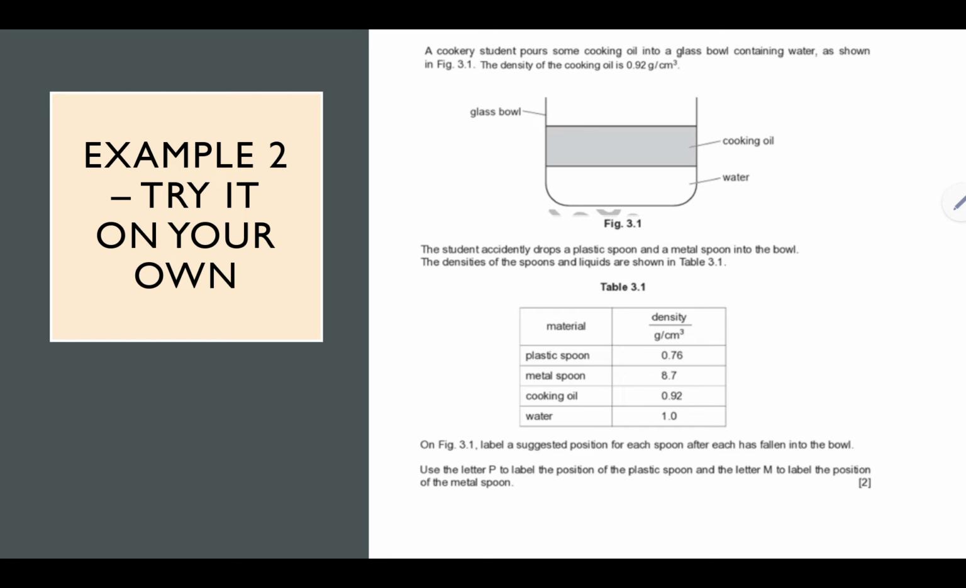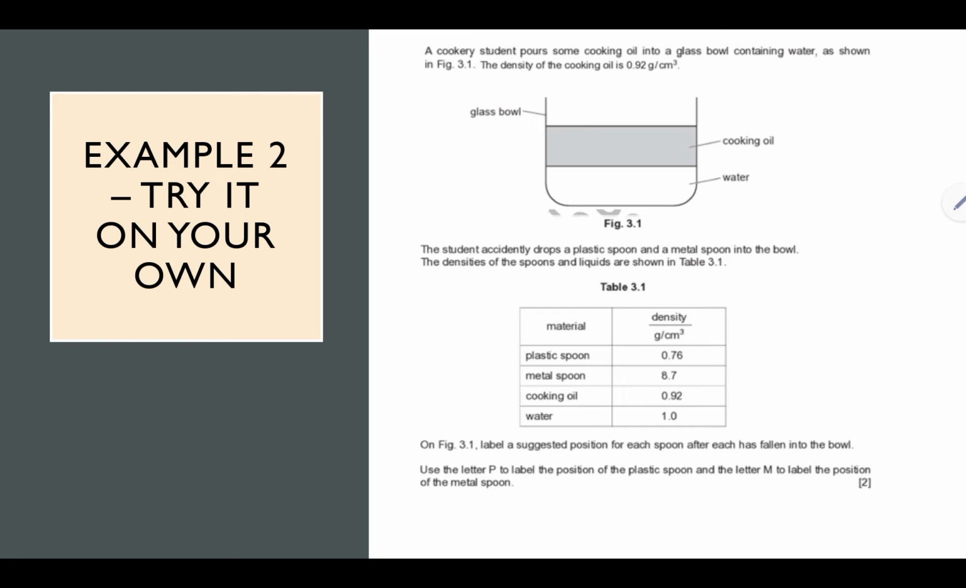Here's another example. Please try it on your own. Pause the video, and when you're done, you may unpause to check your answer. A cookery student pours some cooking oil into a glass bowl containing water as shown in figure 3.1. The density of the cooking oil is 0.92 grams per centimeter cube. The student accidentally drops a plastic spoon and a metal spoon into the bowl. The densities of the spoons and liquids are shown in table 3.1. On figure 3.1, label a suggested position for each spoon after each has fallen into the bowl. Use the letter P to label the position of the plastic spoon and the letter M to label the position of the metal spoon.